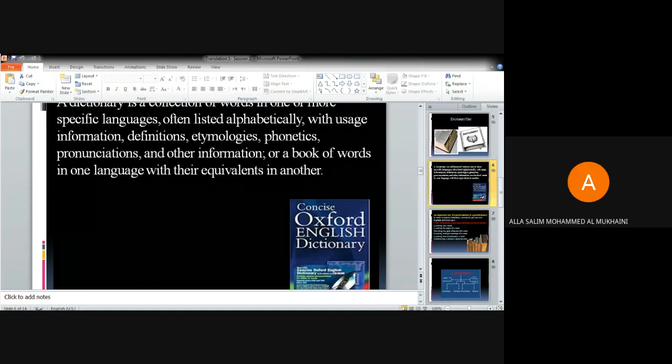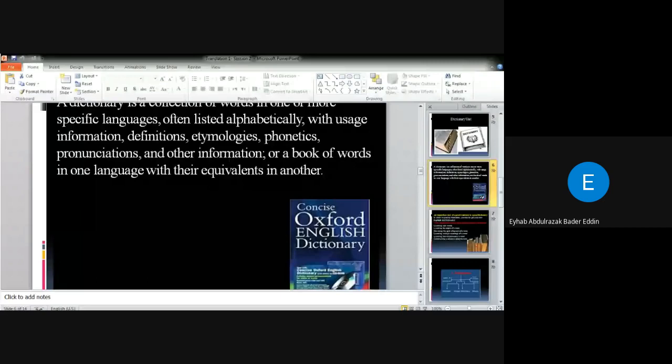So this is the first page of the first dictionary of the English language. هذه صفحة حقيقية من أول قاموس في اللغة الإنجليزية. As you see, it was published in 1613.